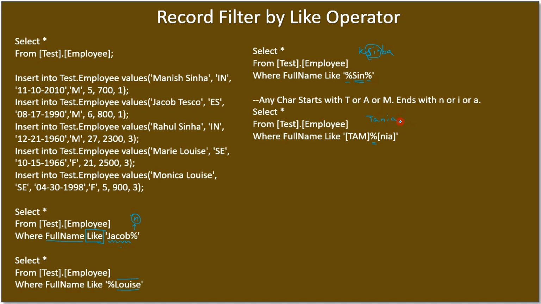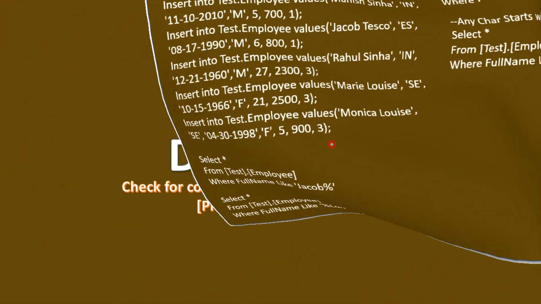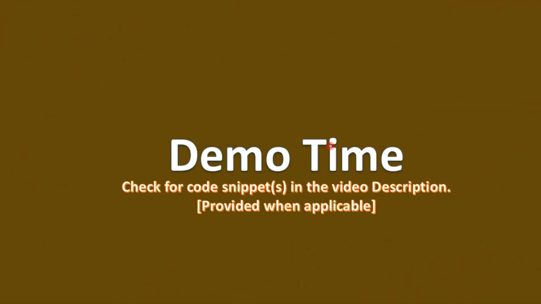Here if you see, Tamla starts with T, so it qualifies, and ends with A, so the record qualifies here. That's the condition here. The full name, the first letter should be either T or A or M, and the last letter should be either N or I or A. So that's the way we are using the LIKE operator. Alright, now we will go to the demo and see how it works.